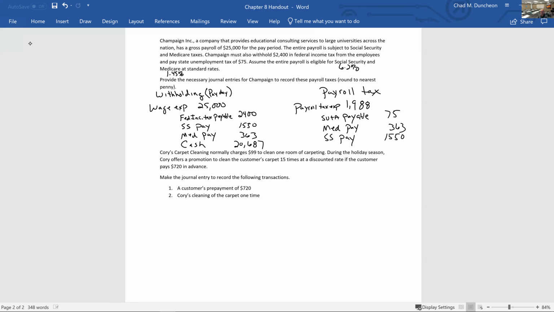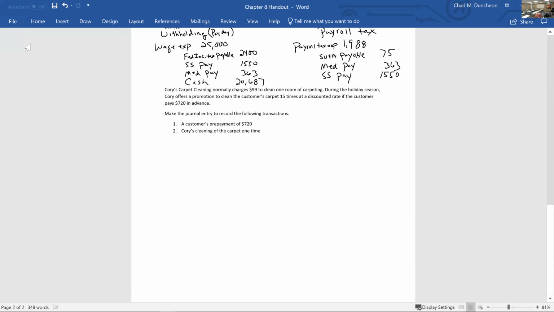Okay, so really important here to understand the difference in payroll taxes and withholding. So remember, into withholding goes any income taxes, Social Security, and Medicare. Into the payroll taxes goes unemployment taxes, Social Security, and Medicare.